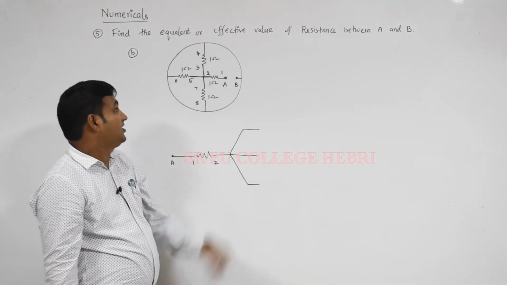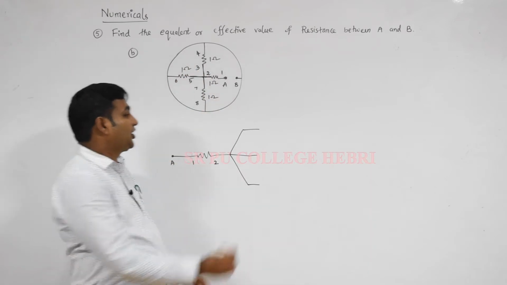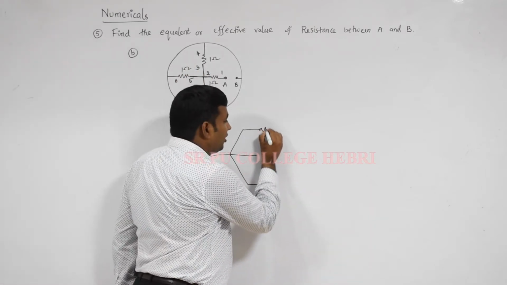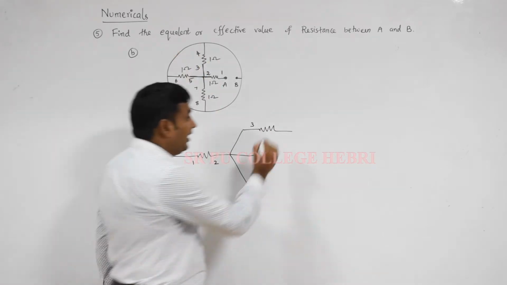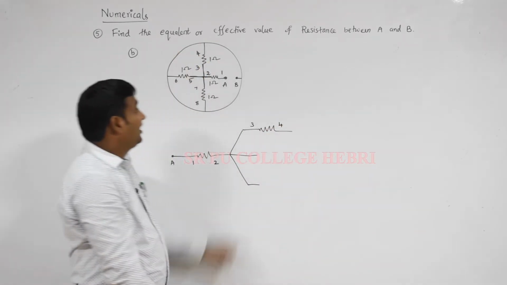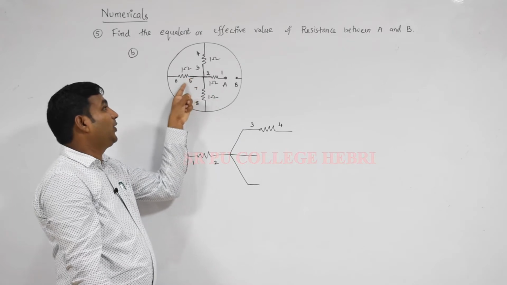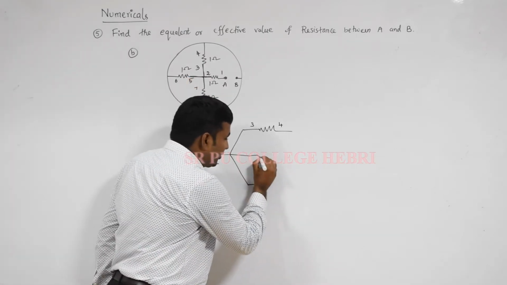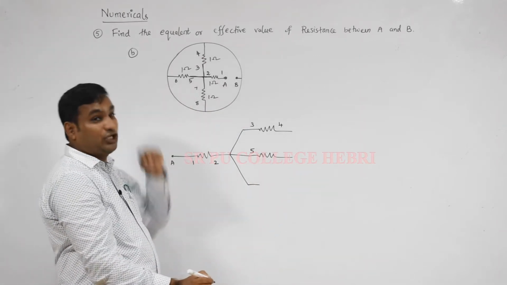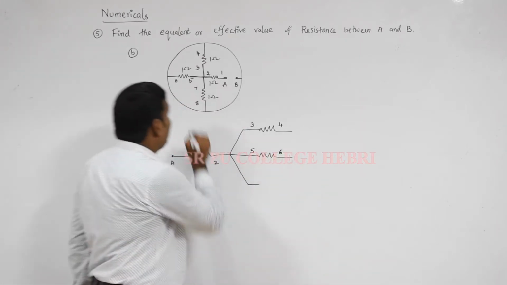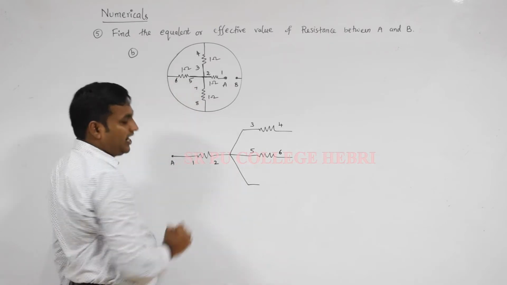Again, second terminal connected to resistor end 3. End 3, what is its opposite end here? End 4. Again second terminal connected to end 5. What is its opposite end? Check this circuit. End 6. Check, end 6 is the opposite end.